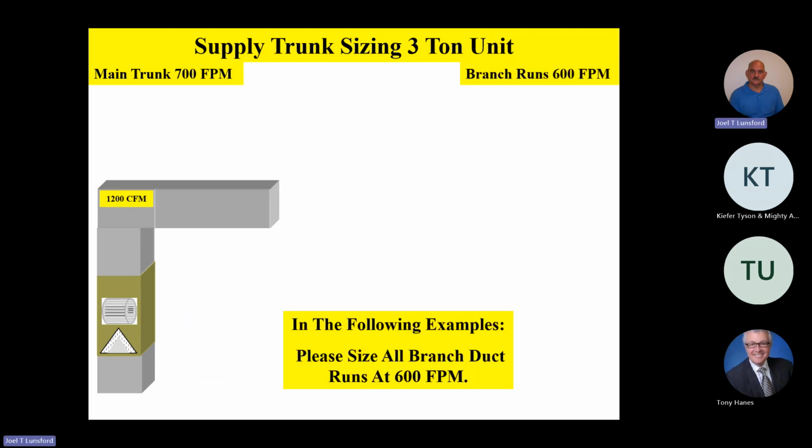Now, on the takeoffs themselves, all of our branch runs, according to the Manual D velocity table that we looked at yesterday, the recommended velocity for branch runs or for takeoffs is 600 feet a minute velocity. So when we start doing takeoffs, let's just remember we're going to size our branch runs, our takeoffs, at 600 feet a minute velocity as per Manual D recommendations.